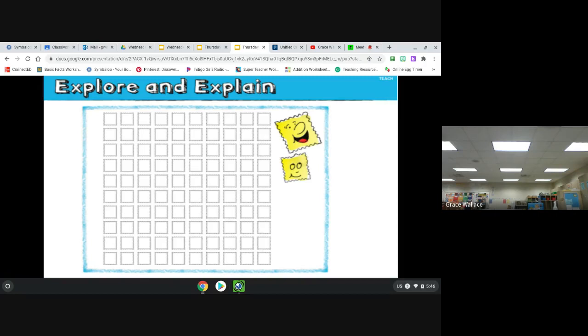So we need to get my colored pencils out here. A little difficult. We gotta circle each one. We gotta color each one yellow. Okay.